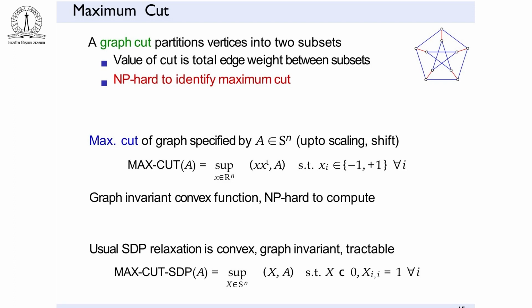So the graph invariant convex function is NP-hard to compute, but there are standard relaxations of this function that are convex, that are graph invariant, and that are tractable. This is a standard SDP relaxation of this function. Again, you plug in an adjacency matrix A and out comes a number.